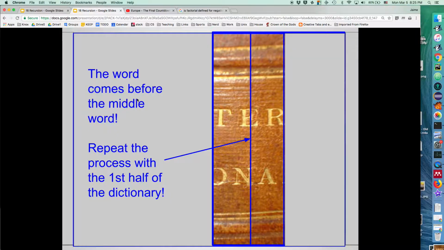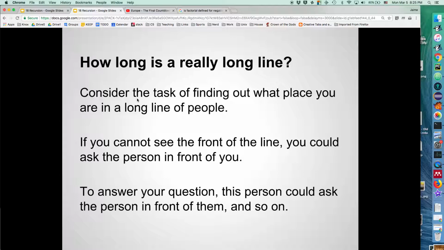Okay, moving on. How long is a really long line? You're waiting in line. It's a really long line. Maybe you're waiting for tickets to your favorite band's performance. Maybe there's yet another Star Wars movie that everybody waits in line for. I don't know. Maybe it's for the cafeteria. Who knows? You're in a really long line. You don't know how long the line is.